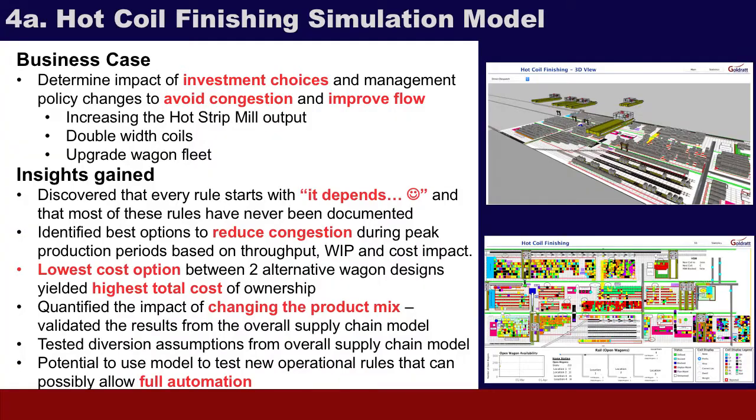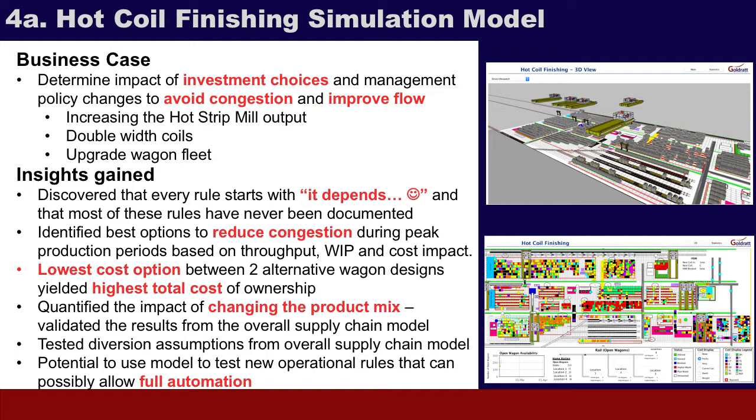So the business case for this model was to determine some of the impacts of some of the investment choices that was already made, like increasing the output out of the hot strip mill, but also to see whether or not they will get the benefits they would think they were going to get out of making some operational changes, like creating double width coils, so you reduce the number of coils that you output out of the mill. And the other one was upgrading their current wagon fleet.